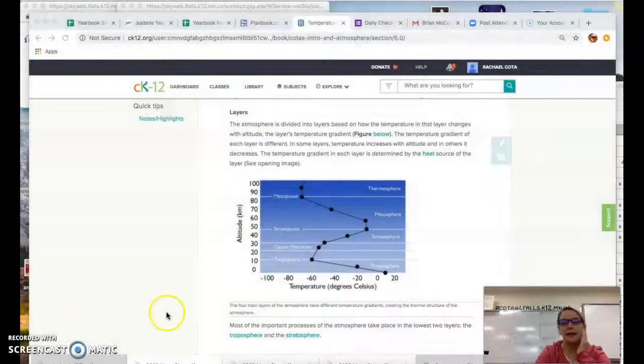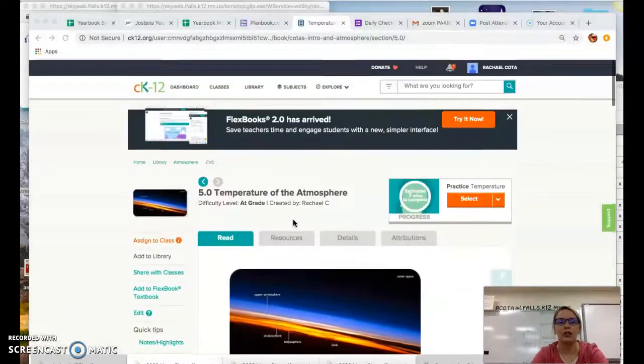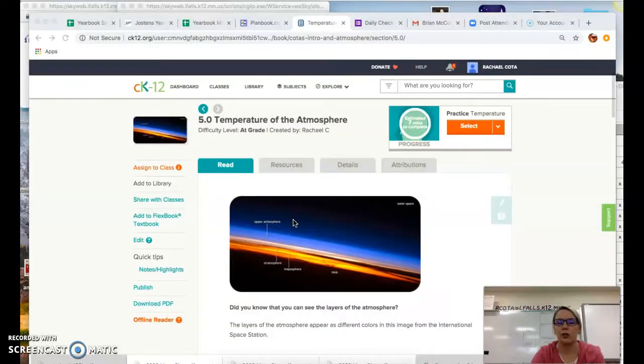Hello guys. Today we are going to go over chapter 5, which is about the temperature of the atmosphere. And it starts out with this picture of our atmosphere that was taken from the International Space Station. And you can actually see a couple of the layers of our atmosphere, and it's because they're composed of different stuff.